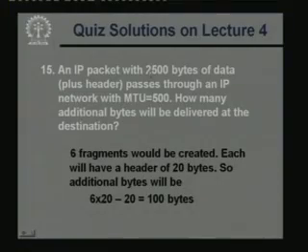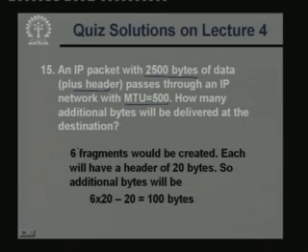Well, an IP packet with 2500 bytes of data plus header passes through an IP network with MTU of 500. How many additional bytes will be delivered? Now, 2500 plus header will become 2520. Now, it passes through an IP network with MTU 500.